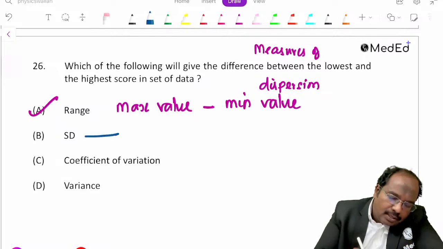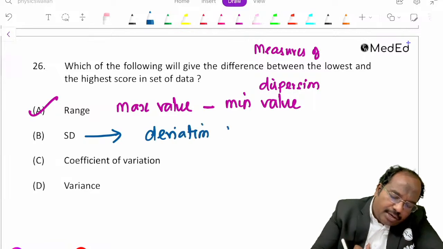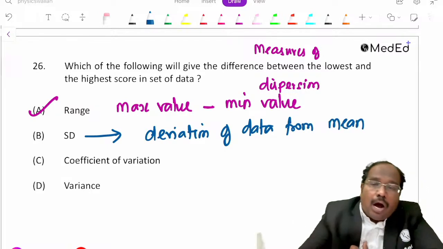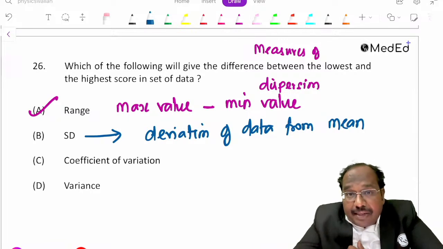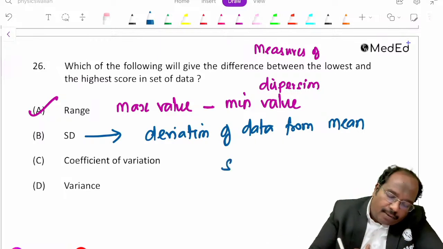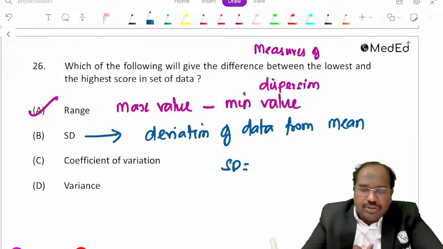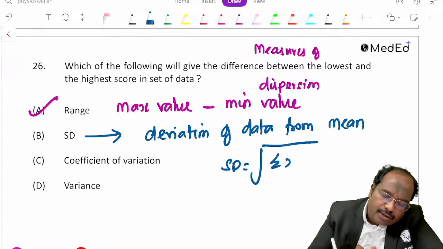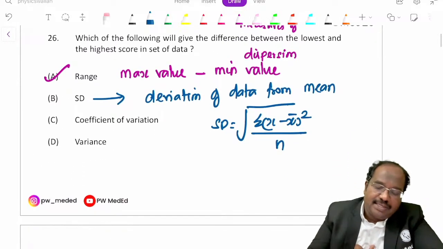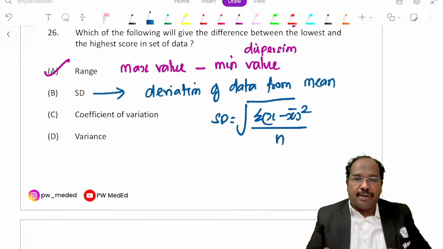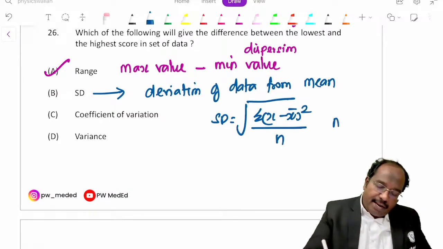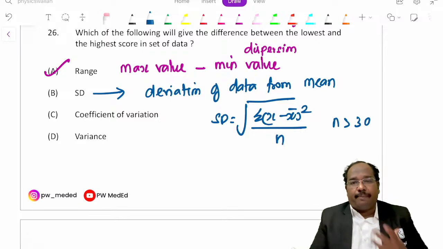Second, what is standard deviation? Standard deviation talks about deviation of data from the mean. How much the data is deviated from the mean is given by standard deviation. I think in the last 2 years there was a question on the formula. The SD is the square root of summation x minus x bar the whole square by n, where x bar means the mean. This is used when n is more than 30. N means number of participants.